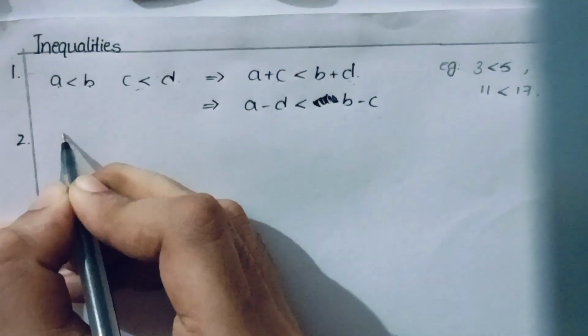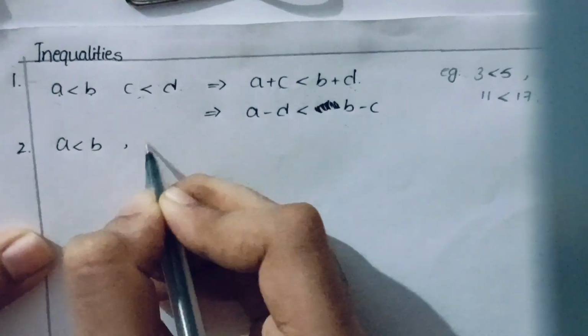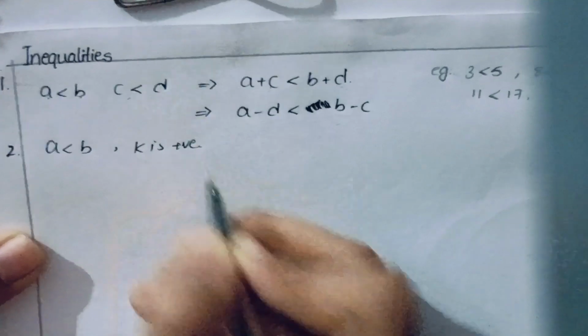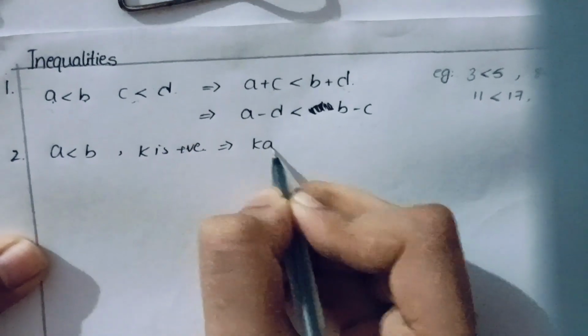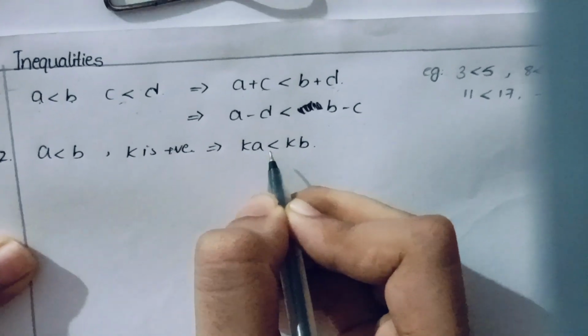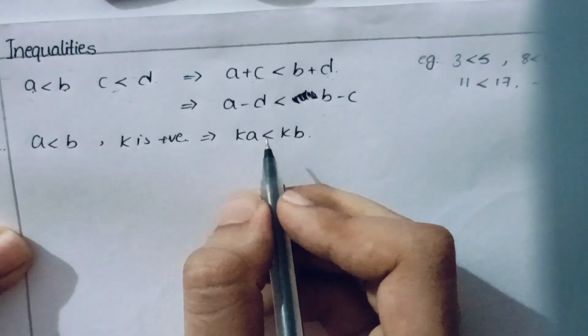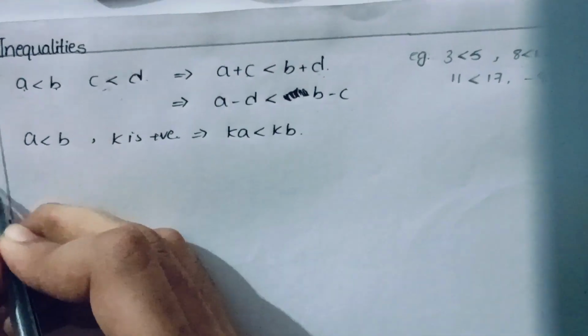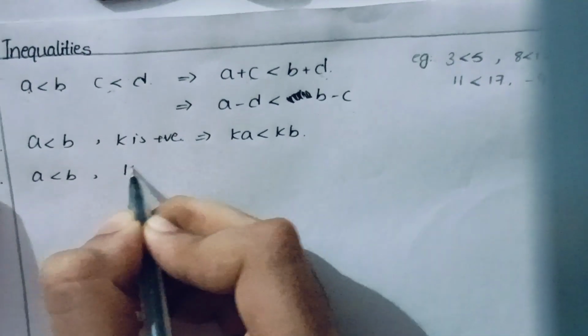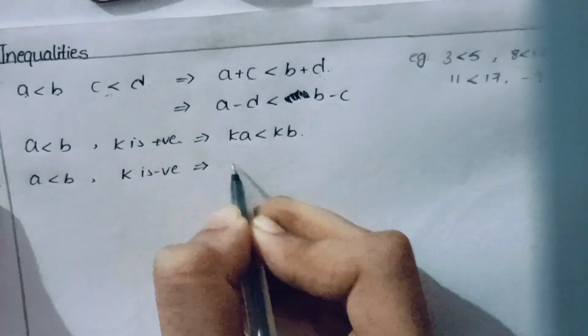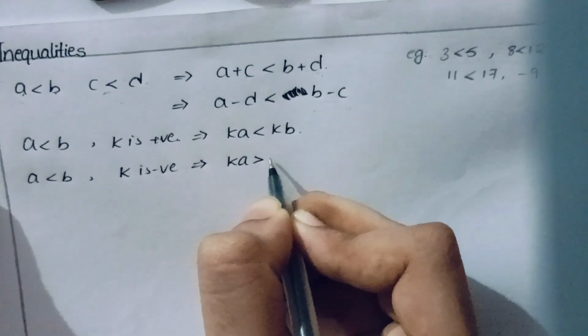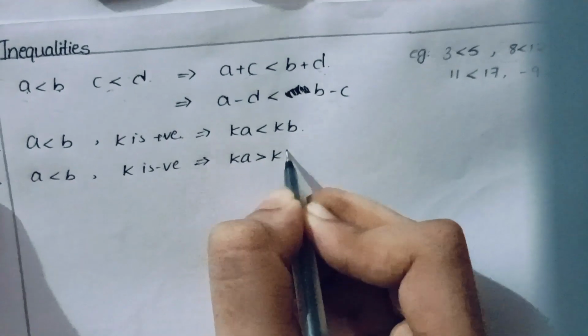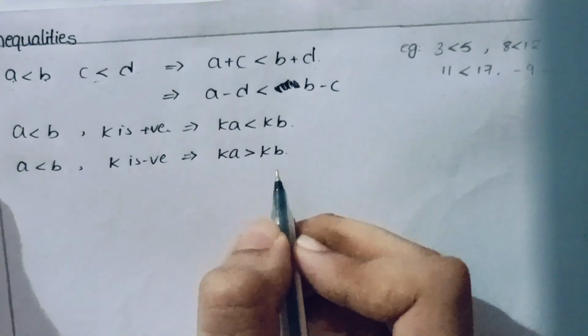Coming to the second point, a is less than b and k is positive. In this condition, ka is less than kb. There is no change in the inequality; the position does not alter. Whereas if a is less than b and k is negative, we can see the sign altering: if k is negative, then ka is greater than kb.